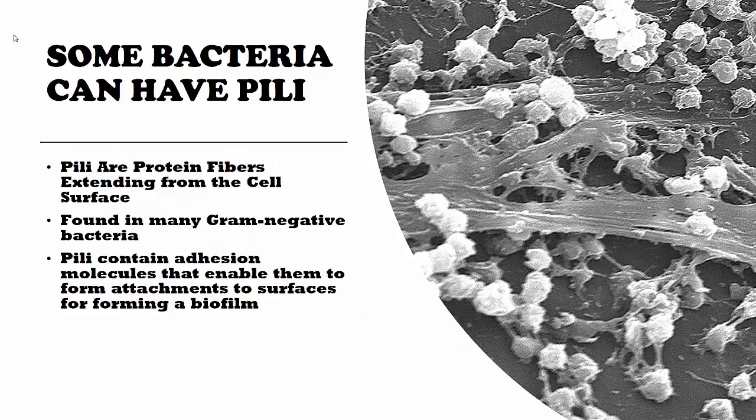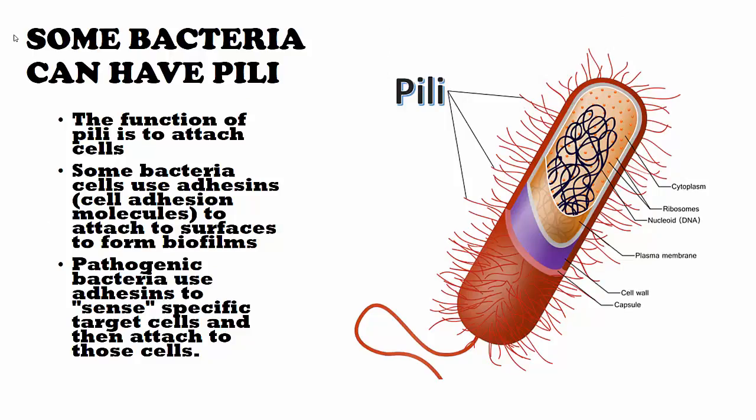Some bacteria have pili. Pili are protein fibers extending from the cell surface, found in many gram-negative bacteria. Pili contain adhesion molecules that enable them to form attachments to surfaces for forming a biofilm. Pathogenic bacteria also use adhesins to sense specific target cells and then attach to those cells.